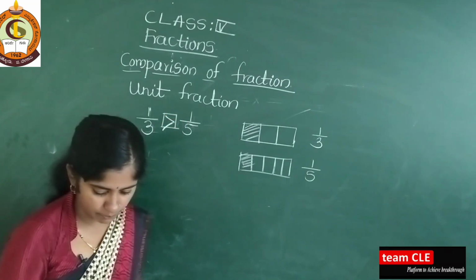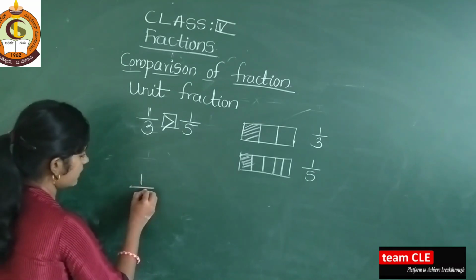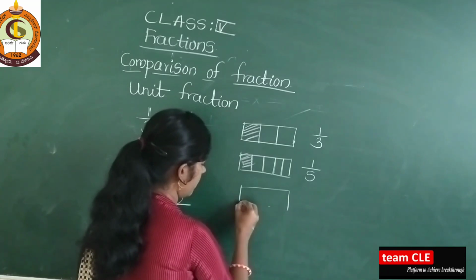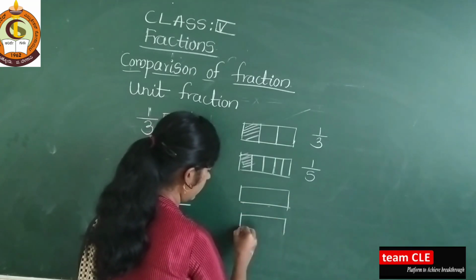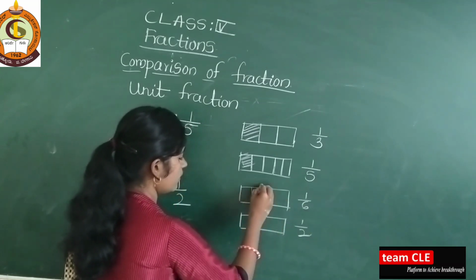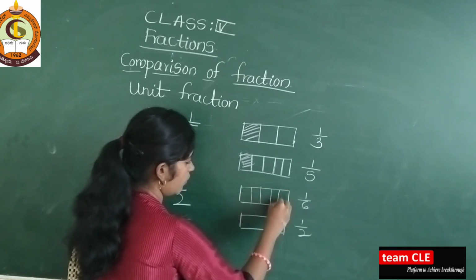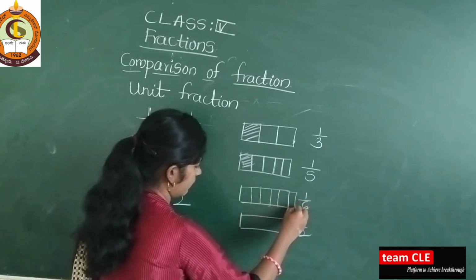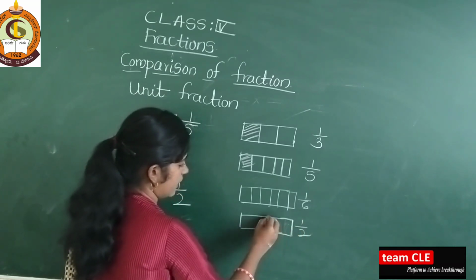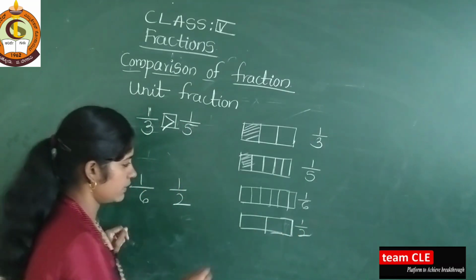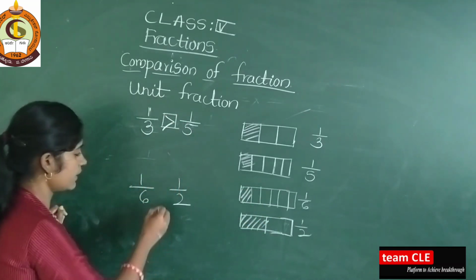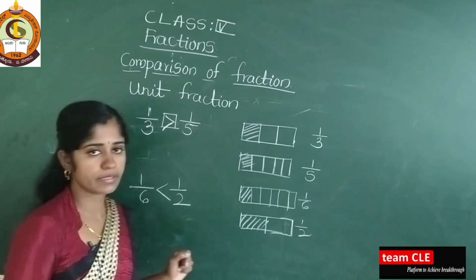I hope you are getting my point. Next you take 1 by 6 and 1 by 2. Again draw the diagram. Here I have to make 6 parts: 1, 2, 3, 4, 5, and one more, 6. I will draw this a little bigger. Here I will make 2 parts. Then which one is greater, 1 by 6 or 1 by 2? Yes, 1 by 2 is the greater fraction.